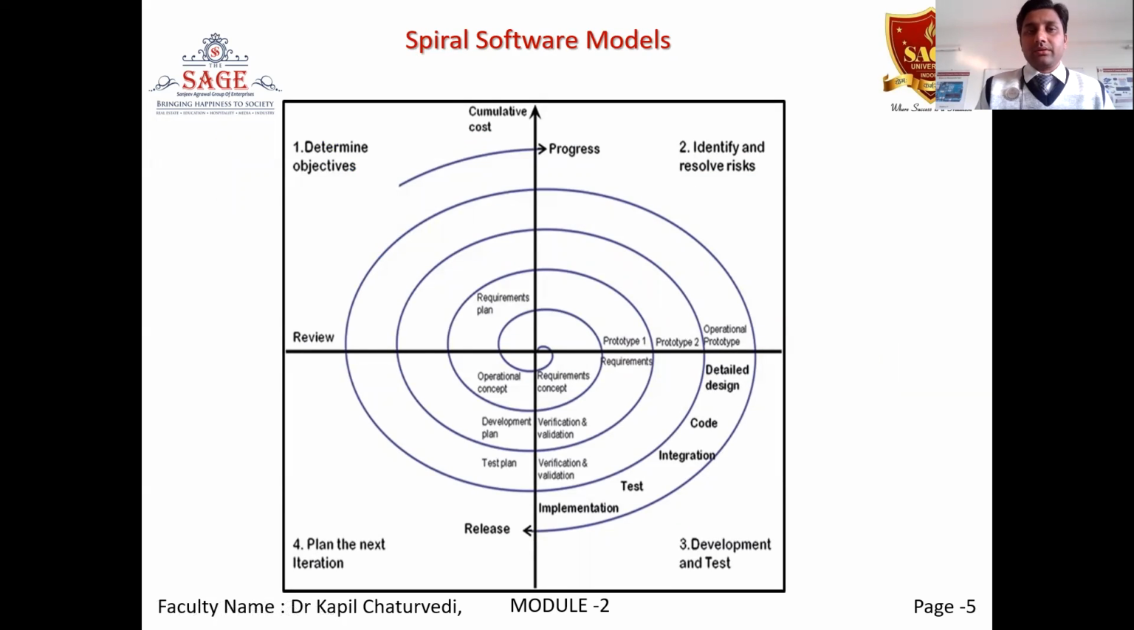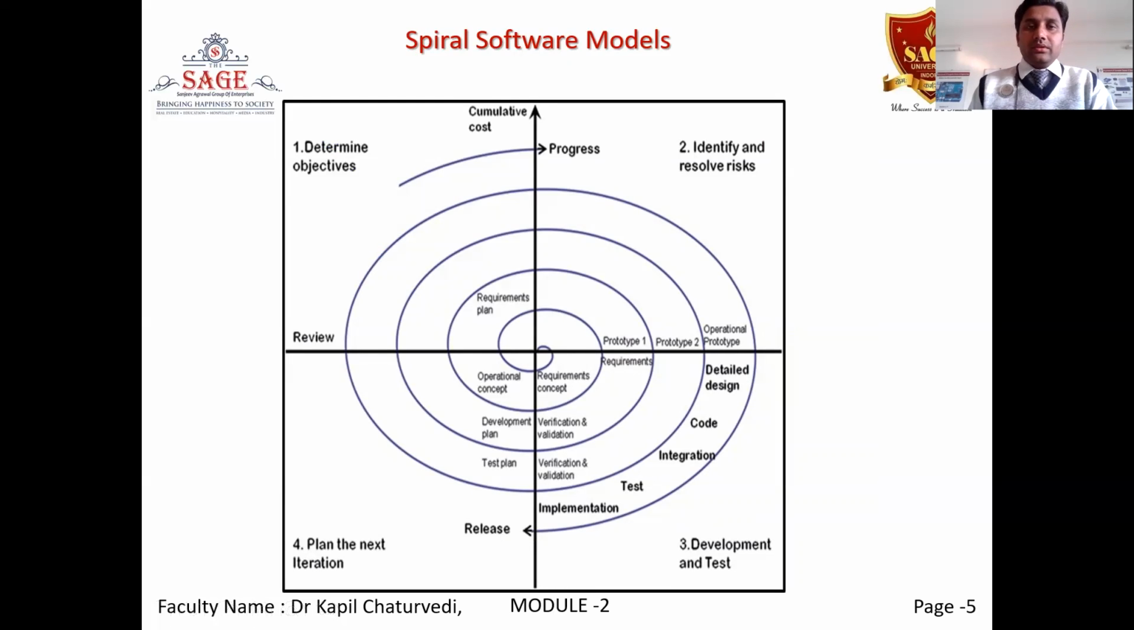Another important model is the spiral model, which follows the SDLC steps in its own way: determine objectives, identify and resolve risk, development and test, and plan the next iteration. Inside it follows some steps: requirement and plan, then verification and validation, then the development step, then prototype two, verification and validation again, then test plan. After completing the test plan, it follows the operational prototype, detailed design, code, integration, test, implementation and release.